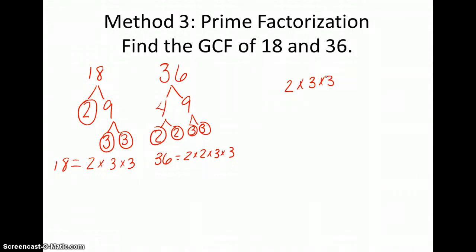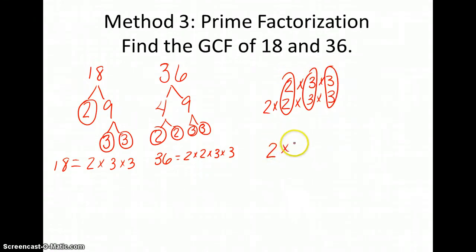There's the prime factorization of 18. There's the prime factorization of 36. Then I look at these two lists and circle what they have in common. They have a 2 and then 2 3s in common. So 2 times 3 times 3 equals 18. So the greatest common factor of 18 and 36 is 18.